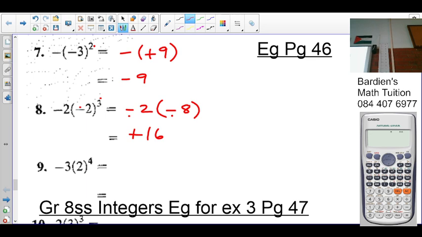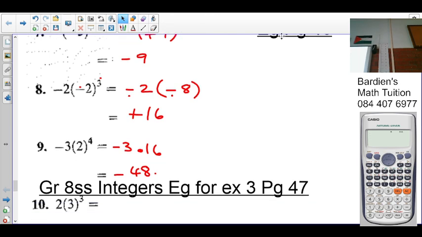Let's look at number 9. You got negative 3 times, now there is no sign here in front of the 2, so it's going to be positive. But positive to any exponent will always be positive. Did you see that, people? But 2 to the exponent 4 is what? 2 times 2 times 2 times 2, 16. What's positive times negative? 3 times 16. Okay. Any confusion at this point, people?